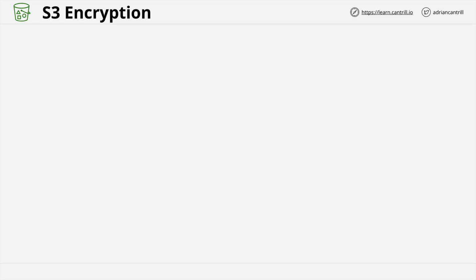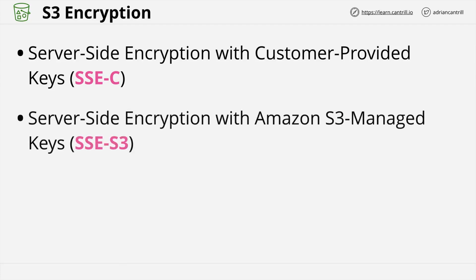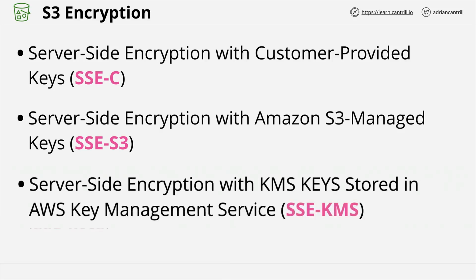Let's quickly step through them and look at how they work. Now the first is SSE-C, and this is server-side encryption with customer-provided keys. The second is SSE-S3, which is server-side encryption with Amazon S3 managed keys, and the last one is an enhancement on SSE-S3, which is SSE-KMS. So this is server-side encryption with KMS keys stored within the AWS key management service known as KMS.